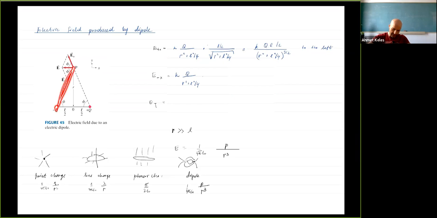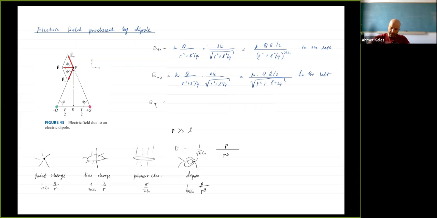Q divided by this distance squared, which is this squared plus this squared. And I need to find cosine. Cosine of this angle is cosine of this angle. Exactly the same story. It's L over 2 over R squared plus L squared over 4, which is K Q L over 2 divided by R squared plus L squared over 4. This is also to the left.